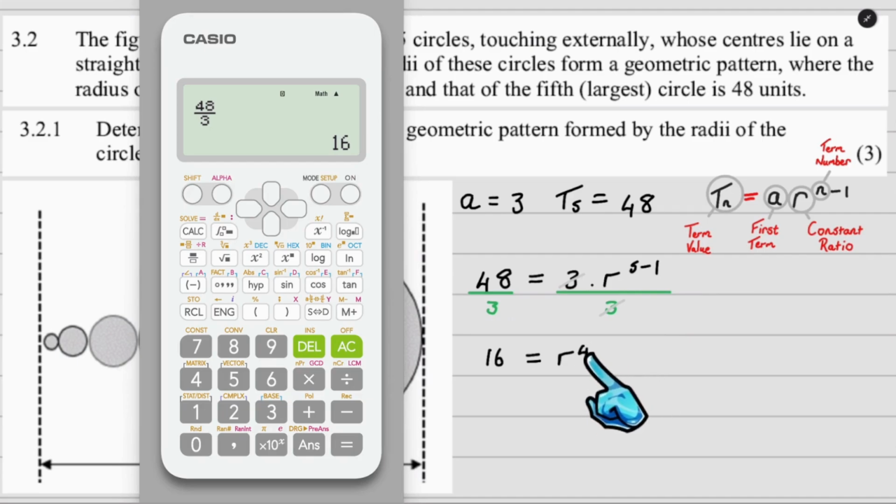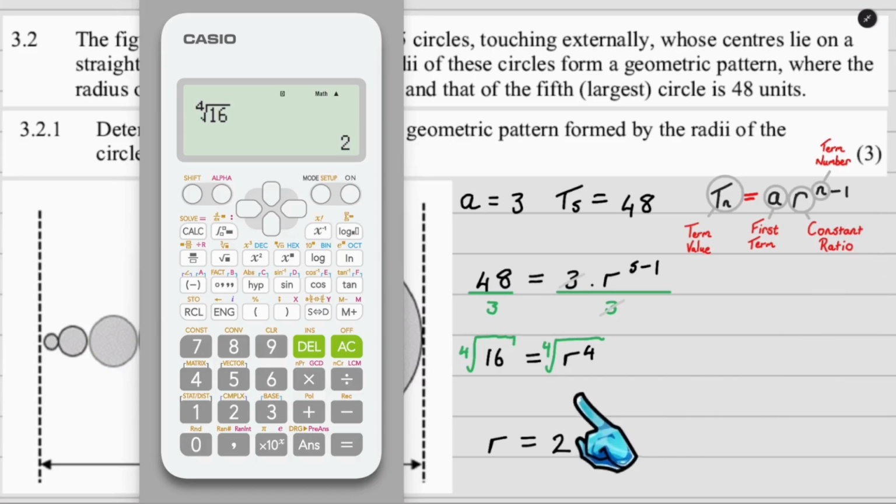Now to get rid of this power of 4, I 4th root both sides of the equation. If I 4th root 16, it gives me 2. Chuck that straight in the calculator. And these 4's cancel. 4 divided by 4 is 1. And you don't even need to write the power of 1. So our ratio is 2.